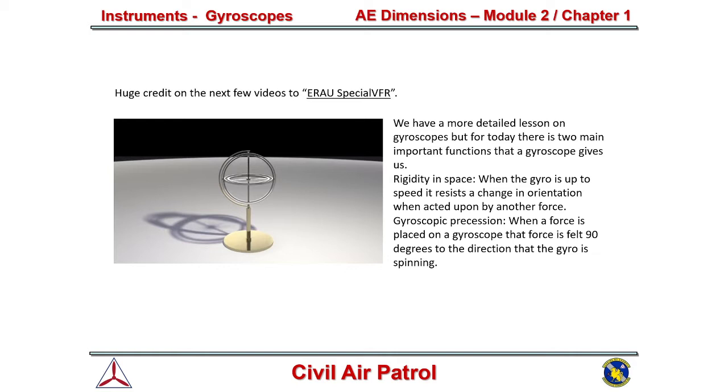Rigidity in space. What that means is when a gyroscope is up to full speed, it doesn't want to change its direction. It wants to stay in the same general orientation as when it is spinning. That is fantastic for us because now we can measure that. Even though the airplane, or spacecraft for what it's worth, is moving all around, that rigidity in space gives us something to measure against.